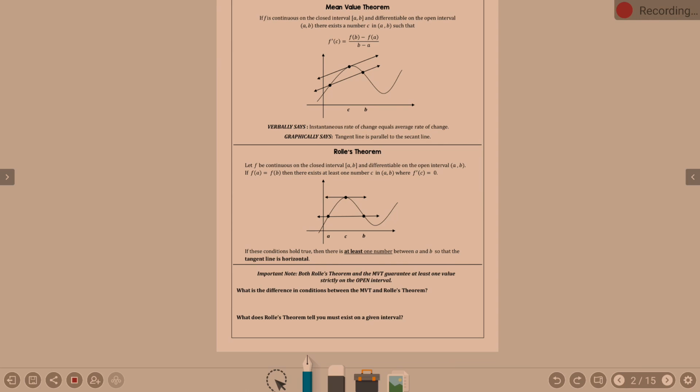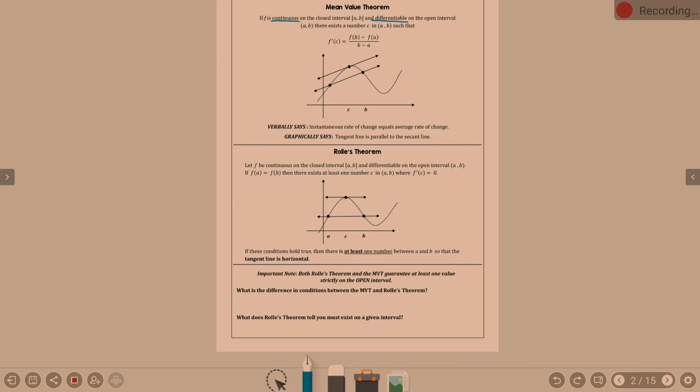The mean value theorem, in fancy speak: if f is continuous on the closed interval a to b, closed interval just means a and b are included, and differentiable on the open interval a to b, and it's never going to say differentiable on the closed, it's always going to be on the open, then there exists a number c in a and b such that f prime of c equals f of b minus f of a over b minus a.